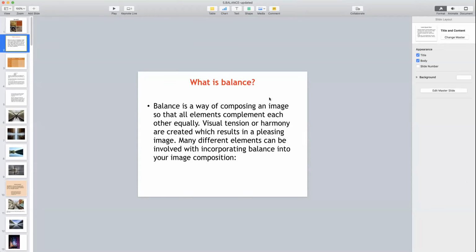So balance is a way of composing an image so that all elements complement each other equally. Visual tension or harmony are created, which results in a pleasing image. Many different elements can be involved with incorporating balance into your image composition. So we will talk about all these things slowly.